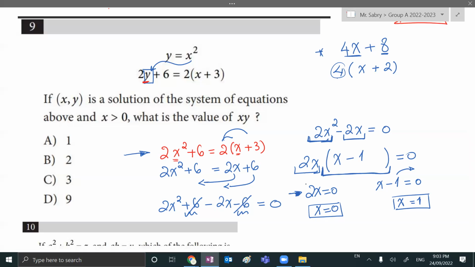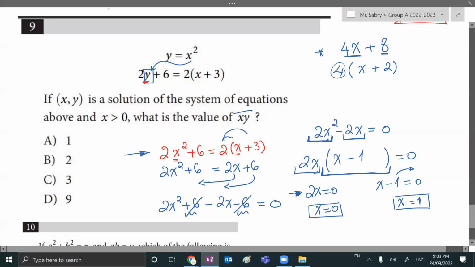Is this clear? Yes. So I actually need the y, because they want x times y. So I just need to substitute one of those x's here. Let's say the 1. Then y equals 1 to the power of 2, which means y equals 1. I have the x and I have the y, then x times y is 1 times 1, which means that the answer is 1.